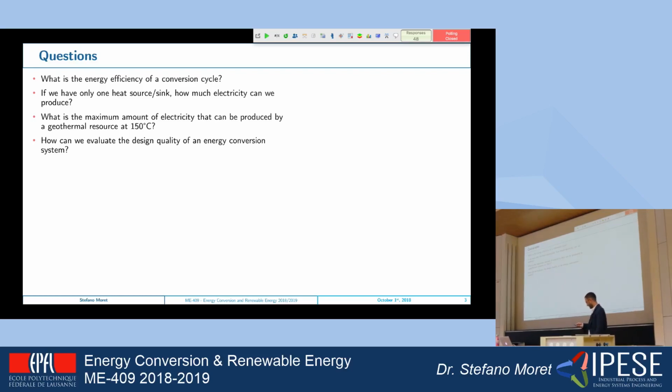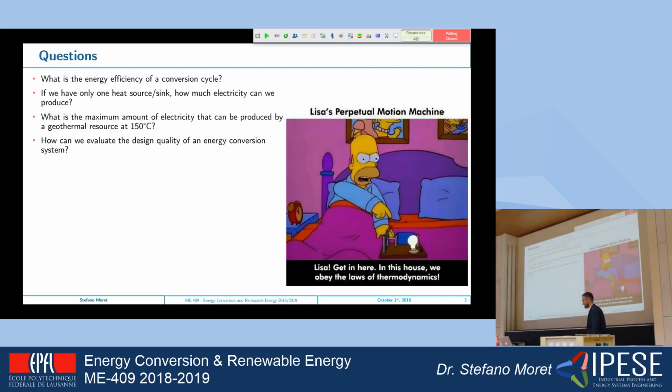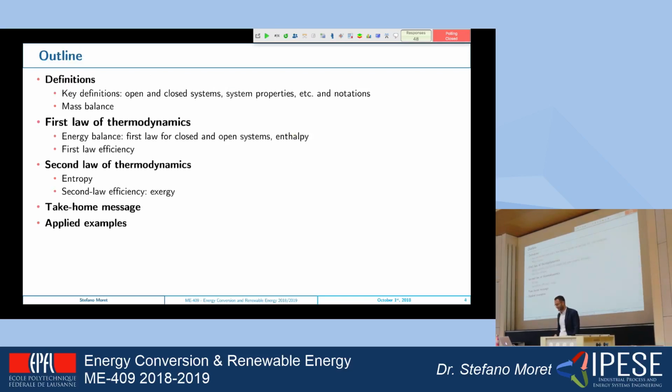And also, I don't know if you remember this episode of The Simpsons. There was a time in which Lisa built a perpetual motion machine, and we will be able to know which kind of perpetual motion machine it was and why Homer was so angry at her for building it, stating that she was violating some of the laws of thermodynamics we will see today. So you see that it's not only theory, there's also application.